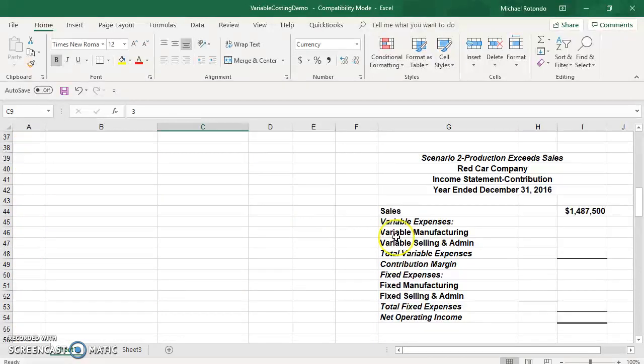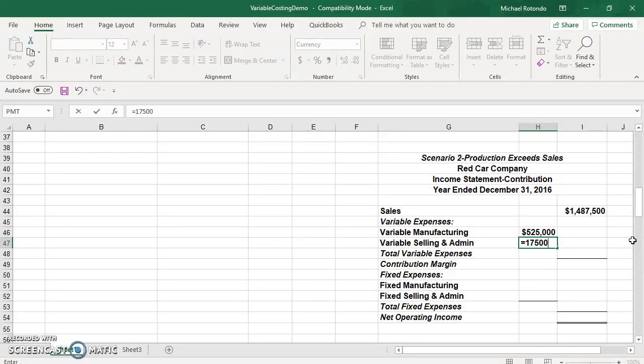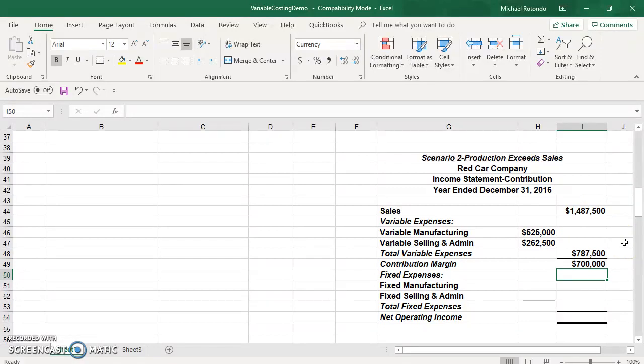For our variable manufacturing, if you recall, that was $3 per unit. So what we're going to do is take the 175,000 units times $3 per unit, which gives us $525,000, and then the variable selling and admin was $1.50 per unit, or $262,500. So our total variable expenses is going to equal $787,500. So our contribution margin is going to be the sales minus the variable expenses. So that's going to give us $700,000 as a contribution margin.